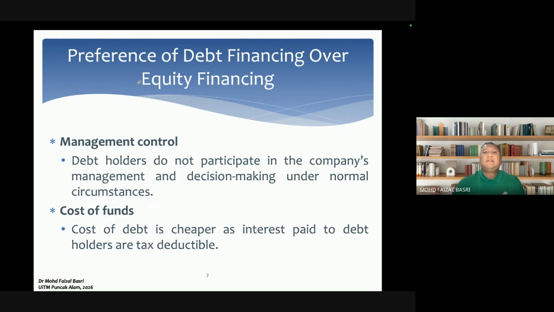Okay, and the debt financing pun sometimes might be preferred because of, like I said, the cost might be cheaper because some of the amount, the interest payment tu is tax deductible. Okay, tax deductible. So that's why in general, yeah, debt tu mungkin lebih murah cost dia, tetapi like I said lah, ada benda lain yang you kena take into consideration before you decide.